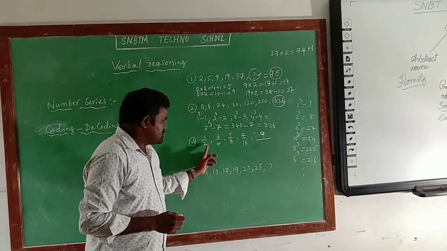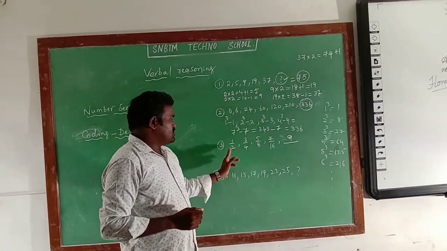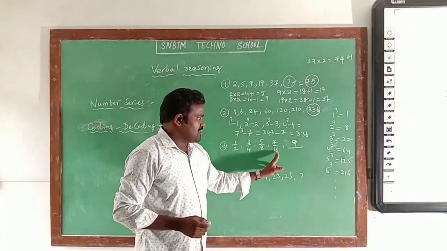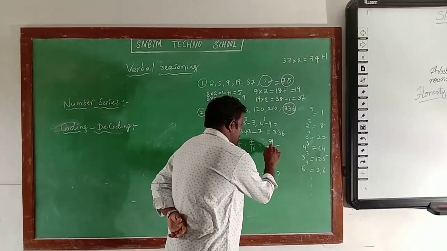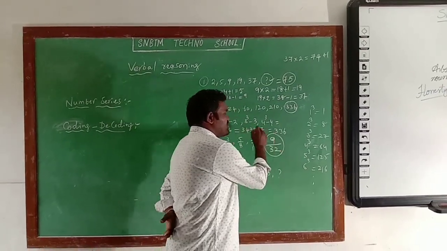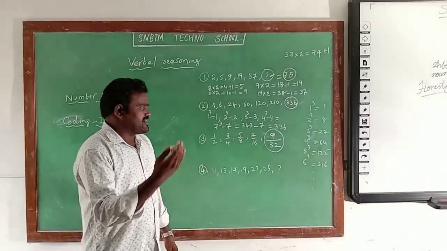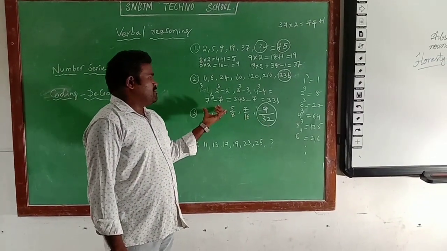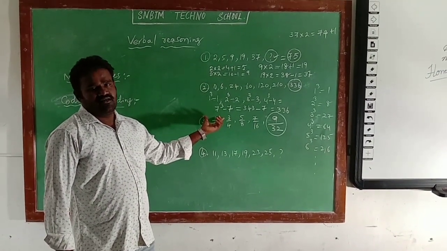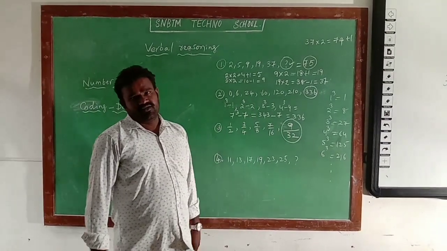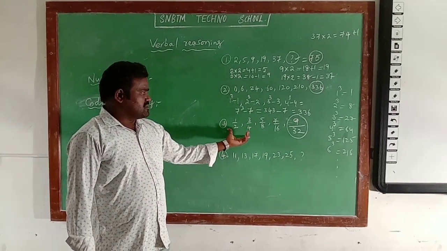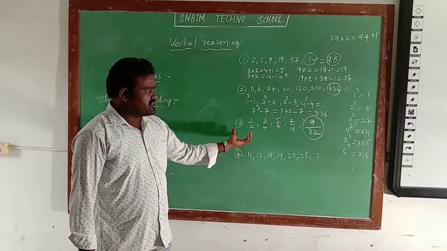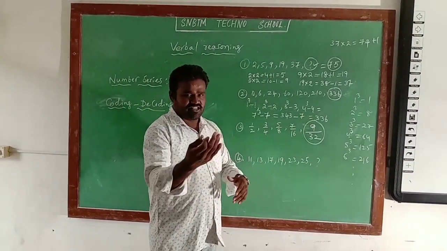Observe the denominators: 2, 4, 8, 16. Double of 2 is 4. Double of 4 is 8. 8 double is 16. And 16 double is 32. So the next fraction is 9 by 32. Simply by observing denominators and numerators, we can write the next fraction. So this is the third one. Logic is very simple.